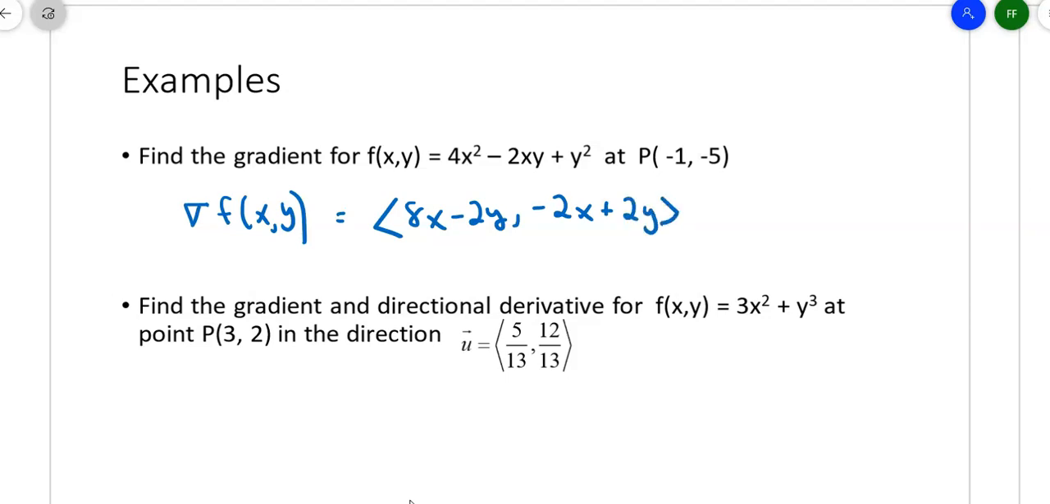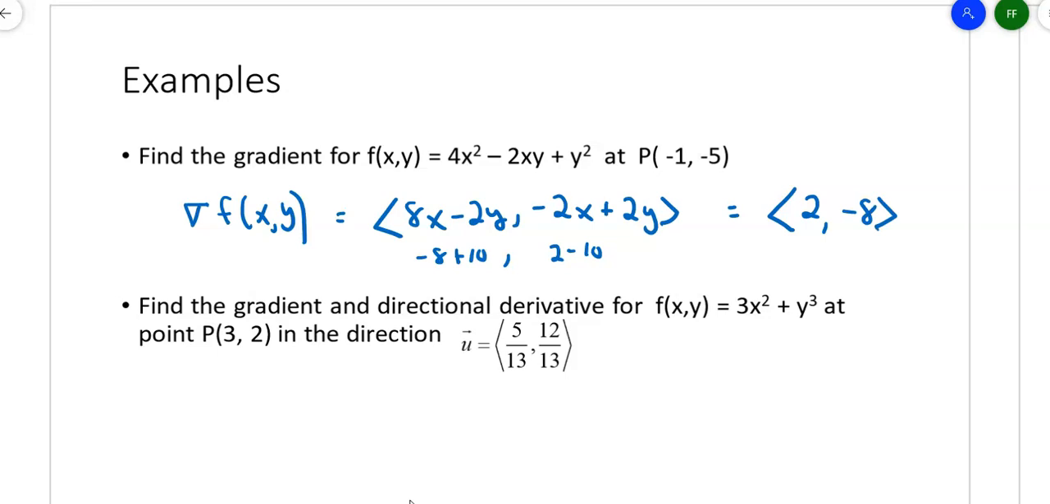2y. And now all I have to do is put in the values that I was given. So 8 times negative 1 is negative 8. Negative 2 times negative 5 is positive 10. And then over here, negative 2 times negative 1 is positive 2. 2 times negative 5 is negative 10. So the gradient is a vector. And if I put in values for x and y, it's just a vector of constants. 10 minus 8 is 2. 2 minus 10, negative 8. That's the gradient.